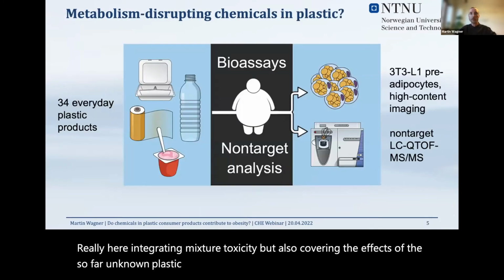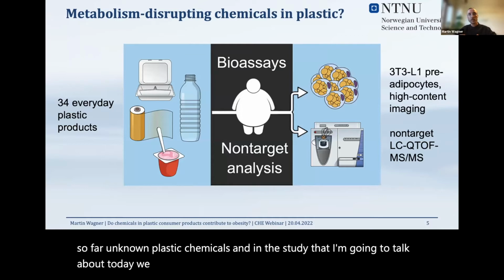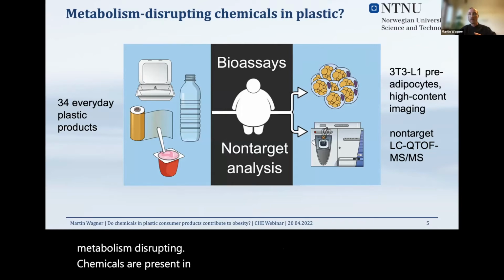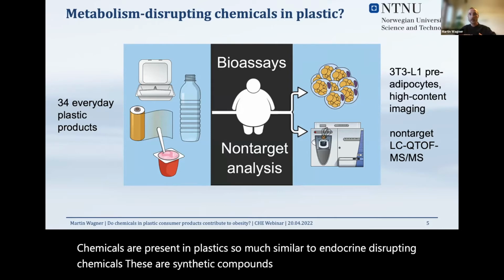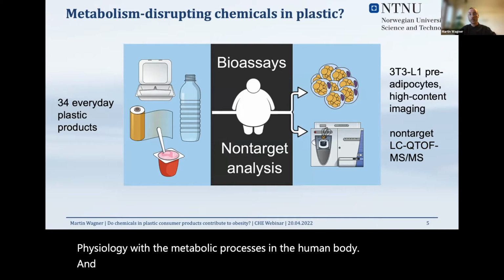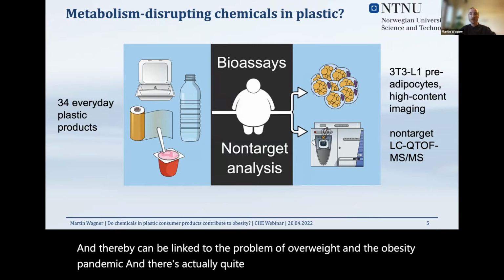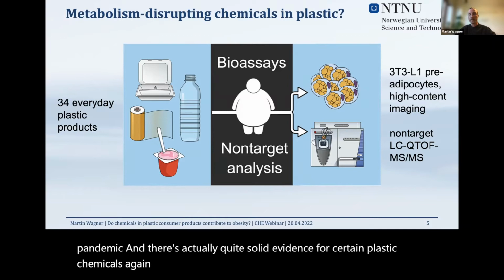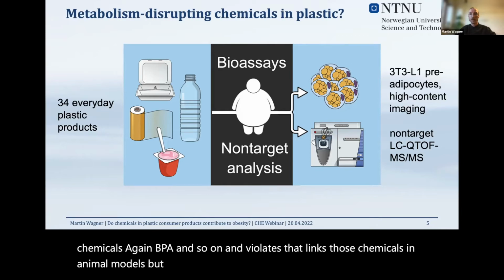And in the study that I'm going to talk about today, we turned that approach towards the question whether so-called metabolism-disrupting chemicals are present in plastics. Much similar to endocrine-disrupting chemicals, these are synthetic compounds that interfere with the physiology, with the metabolic processes in the human body, and thereby can be linked to the problem of overweight and the obesity pandemic. There's actually quite solid evidence for certain plastic chemicals, again, BPA and certain phthalates, that links those chemicals in animal models, but also in some epidemiological studies, to the obesity pandemic.